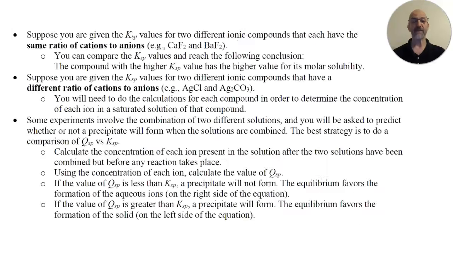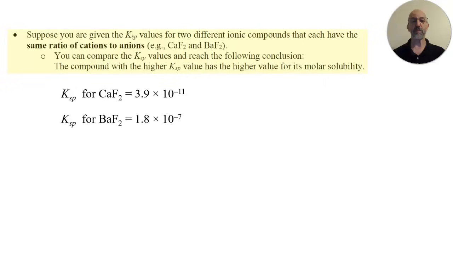All right, my next piece of advice is suppose that you are given the KSP values for 2 different ionic compounds, but they have the same ratio of cations to anions. For example, calcium fluoride is CaF2 and barium fluoride is BaF2. Well, if you compare the KSP values, then you can say the compound with the higher KSP value does in fact have the higher value for its molar solubility.